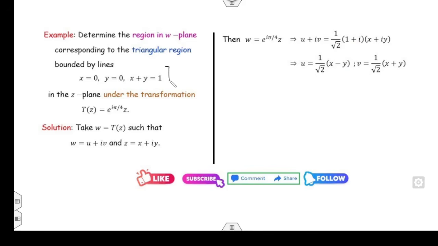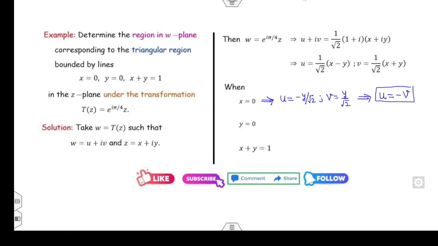Now, what is the mapping given to you? The mapping is x equal to 0, y equal to 0, x plus y equal to 1. What does it imply whenever x is equal to 0? When x is 0, u will be minus y over root 2 and v is plus y over root 2. What do you obtain from them? u is equal to minus v.